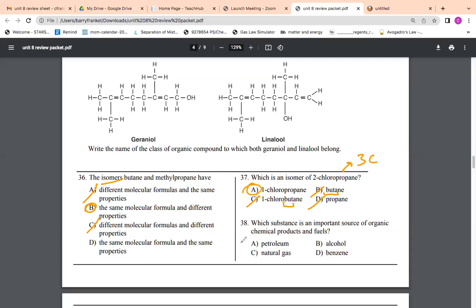38. Which substance is an important source of organic chemical products and fuels? We spoke about this in lesson 8.1. We spoke about petroleum. Okay, so we extract this and we can break it down into many different products that we use on a daily basis.